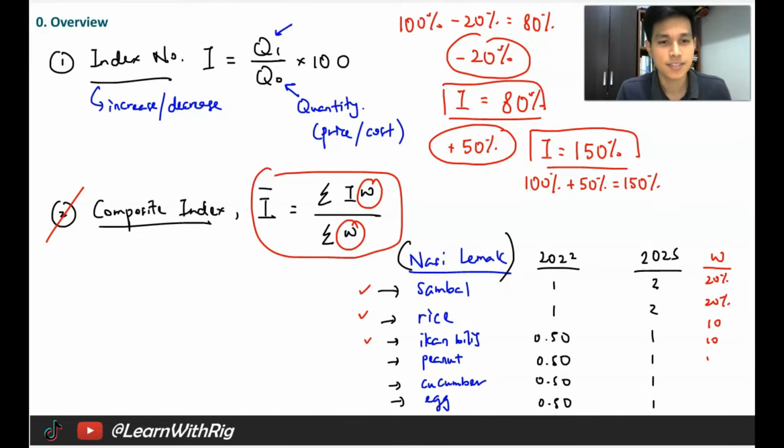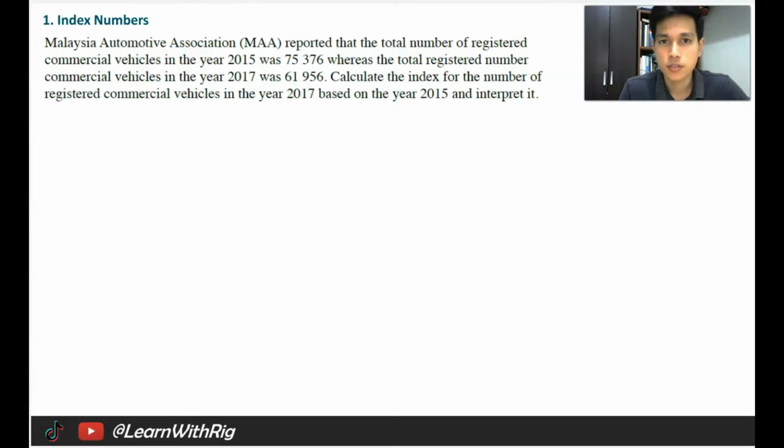Okay, next. The Malaysia Automotive Association reported the total number of registered vehicles. So they're telling you that in year 2015 there are 75,376 registered vehicles. And then the total vehicles in year 2017 is this much. So all these are what? These are all quantities, correct? It's just a matter of which one is Q1 and which is Q0.